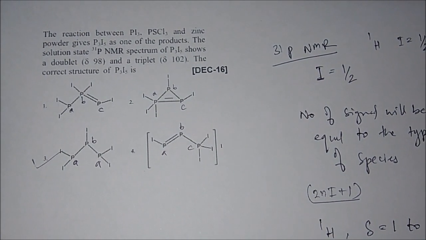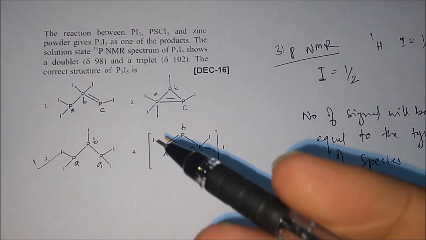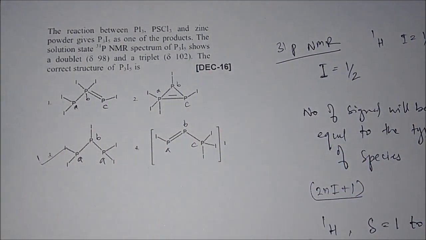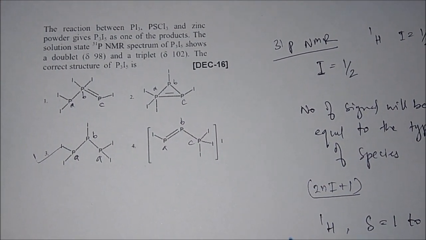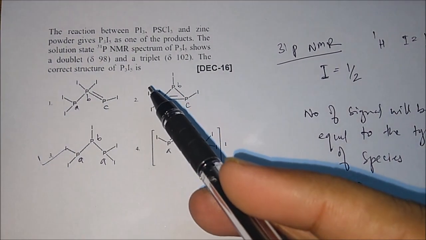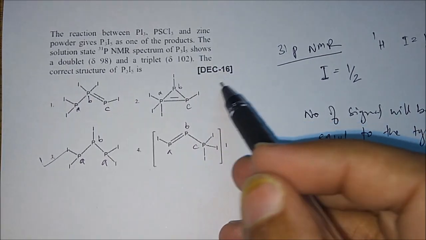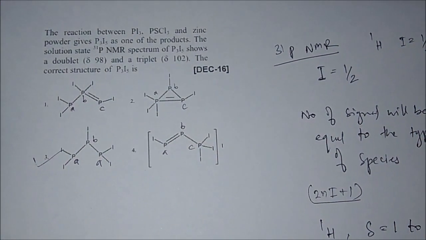Okay, so see how simple the question was. You just needed to find out the type of phosphorus, and that's all. You will be able to do the question easily. Okay, so like that you can easily get 4 marks in December 2016. Let's take the next question.